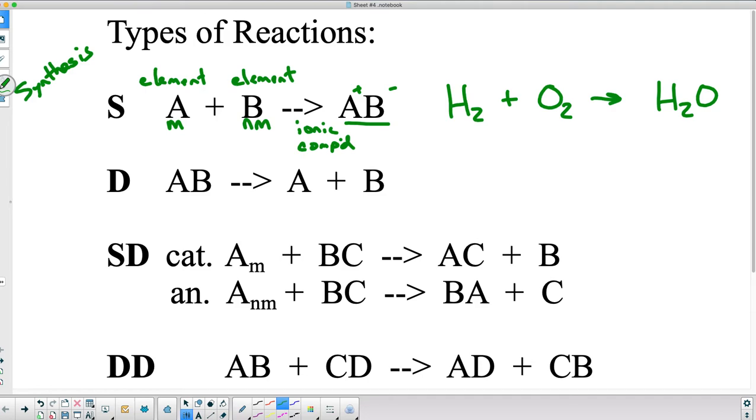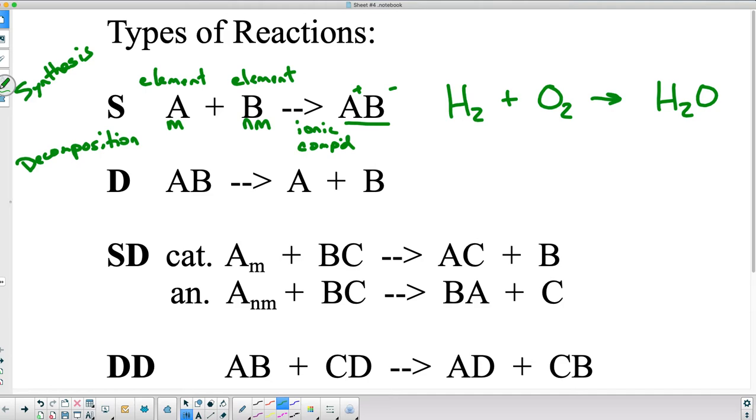Okay, I'd like to give you the other 3 types of reactions so that you can rewatch this if you need a refresher on what they are. So the D is decomposition. Decomposition is pretty much the same thing as synthesis, but in reverse.